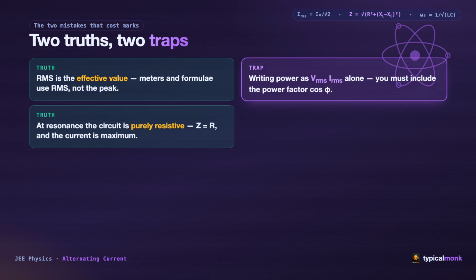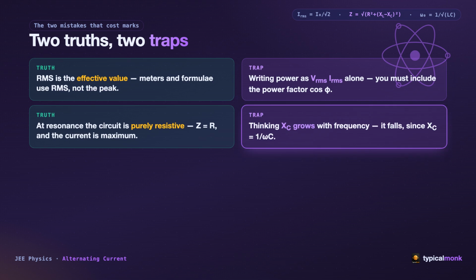The second truth: at resonance, the circuit is purely resistive. The impedance equals R, and the current is at its maximum. The second trap: thinking the capacitive reactance grows with frequency. It falls, because XC equals 1 over omega C.